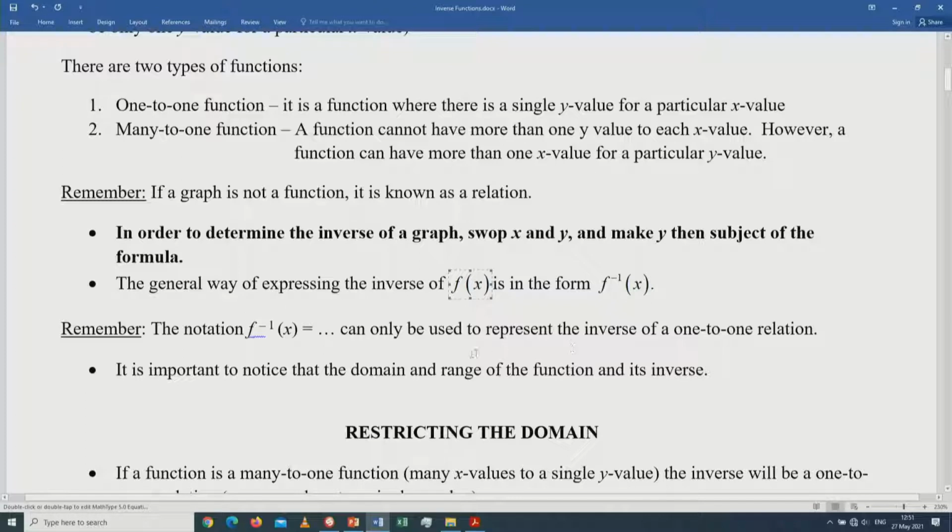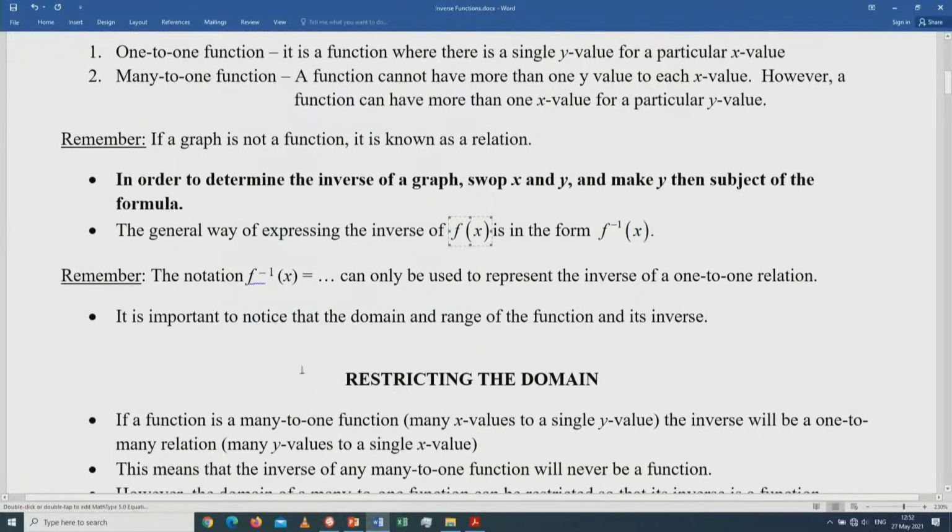The notation can only be used to represent the inverse of a one-to-one relation. Every time when you deal with inverse functions, it is important to notice what exactly is happening between the domain and the range.